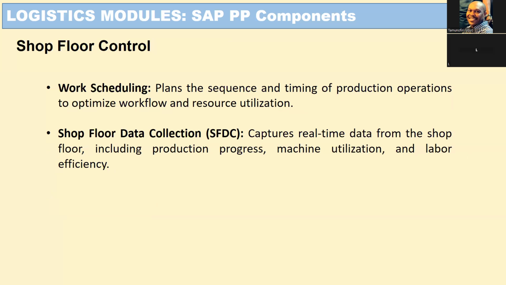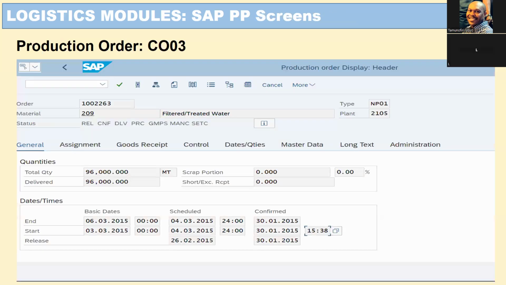Then one of the components as well is shop floor control, which entails work scheduling, which plans the sequence and timing of production operations to optimize workflow and resource utilization. And shop floor data collection, which captures real-time data from the shop floor, including progress, machine utilization, and labor efficiency.